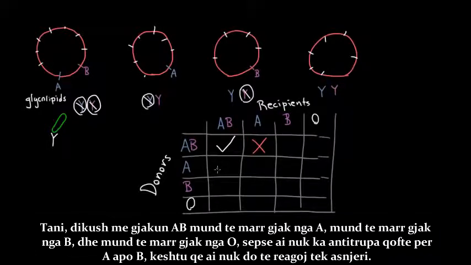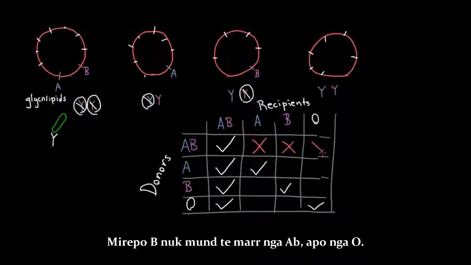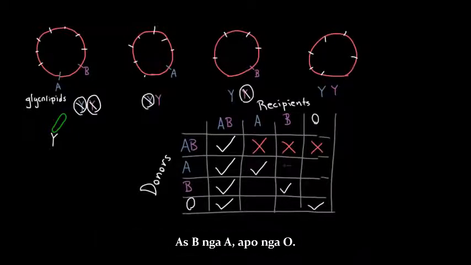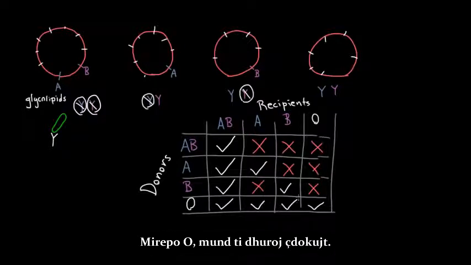So someone with AB blood can receive blood from A, he can receive blood from B, and he can receive blood from O, because he has no antibodies to either A or B, so he won't react to any of these guys. Now likewise, someone with type A blood can of course receive from A, B can receive from B, O can receive from O, but B cannot receive from AB, nor can O, nor can B receive from A, nor can O receive from B, nor can A receive from B. But O can give to everyone.